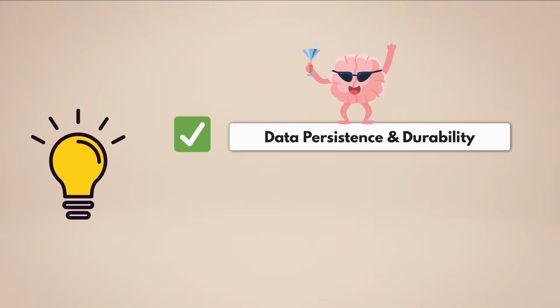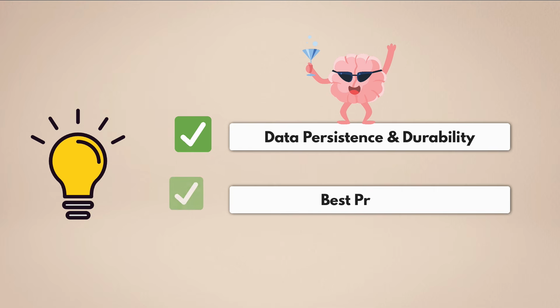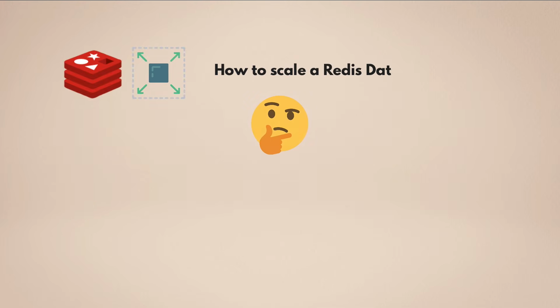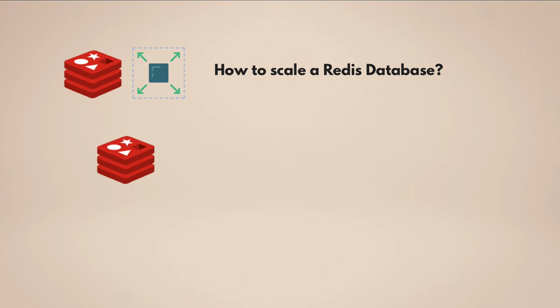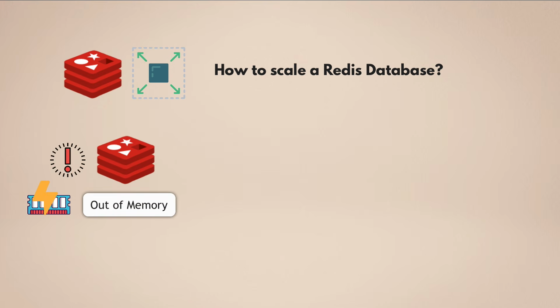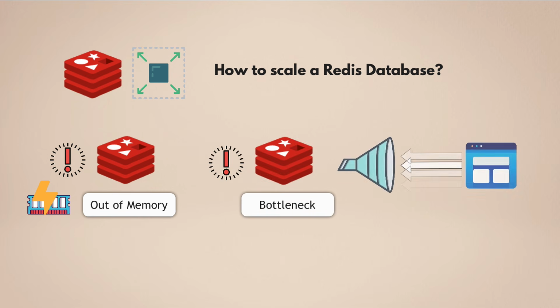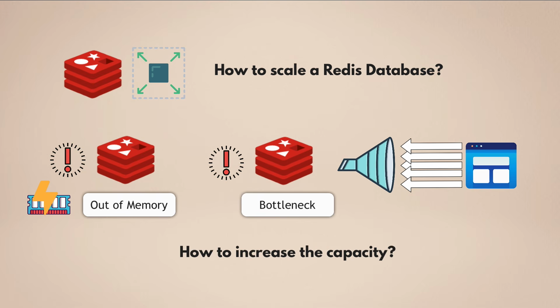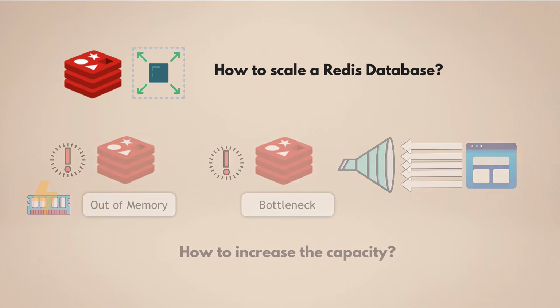Alright, so we've talked about data storage for Redis database and how it all works, including the best practices. Now, another very interesting topic is how do we scale a Redis database? Let's say my one Redis instance runs out of memory, so data becomes too large to hold in memory. Or Redis becomes a bottleneck and can't handle any more requests. In such case, how do I increase the capacity and memory size for my Redis database? We have several options for that.